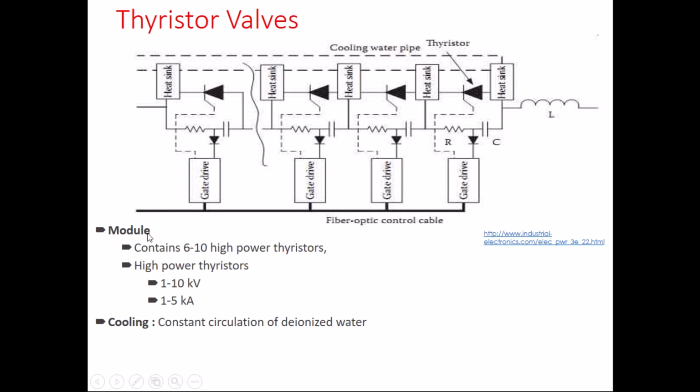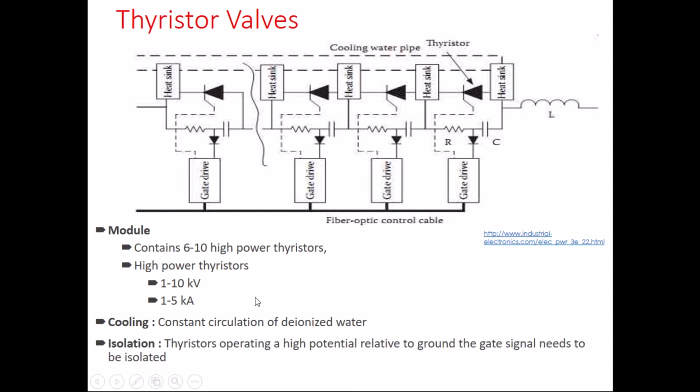Basically, each module in the valve contains 6 to 10 high power thyristors, and the rating is between 1 to 10 kV. The ampere rating is 1 to 5 kilo ampere. As you know, cooling requires deionized water, because it provides more effective cooling compared to ionized water. For isolation, we provide fiber optic cables through which we provide the gate pulse to these thyristors.